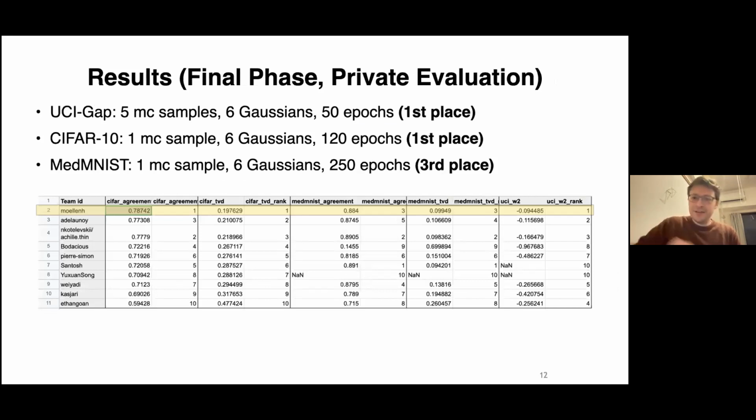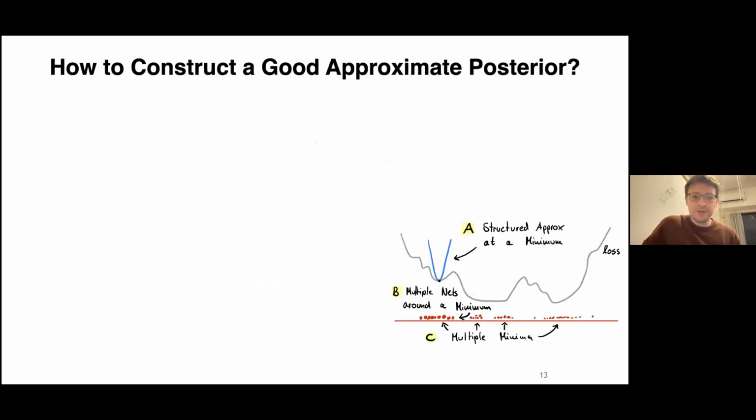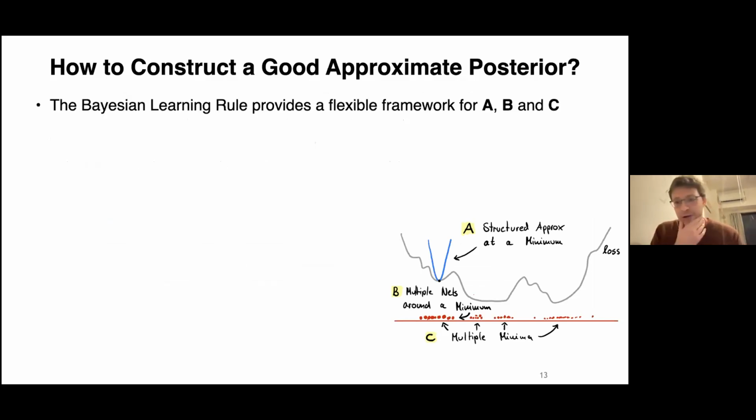Similarly, for the final phase, we submitted the cheap versions, which got us the first place on UCI gap and CIFAR-10, while on MedMNIST, we arrived at the third place with this method. So to summarize our method, going back to the beginning, how do we construct a good approximate posterior? We try to follow the principles A, B, and C to have a structured approximation, to explore locally around the minimum, but also to look at multiple minima. And the Bayesian learning rule provides a flexible framework to have different approaches both for A, B, and C.